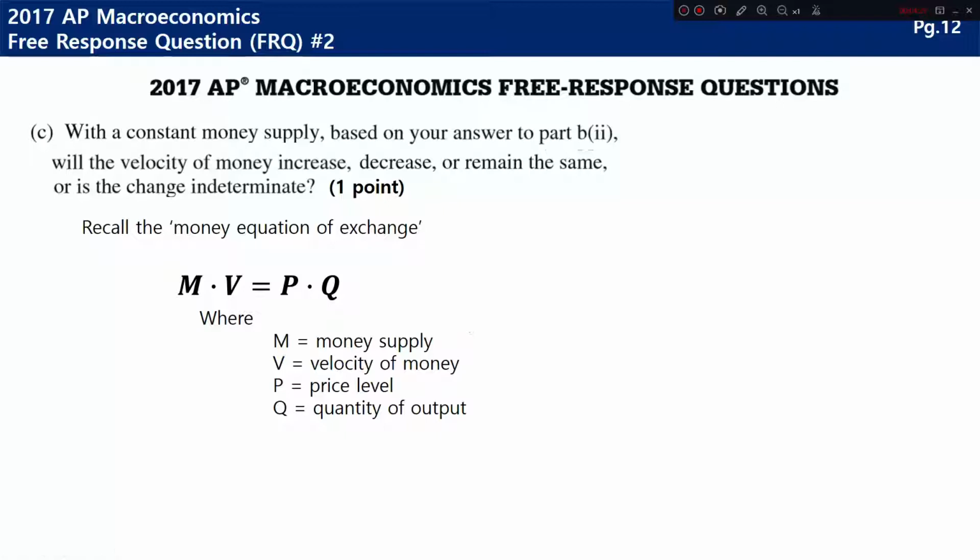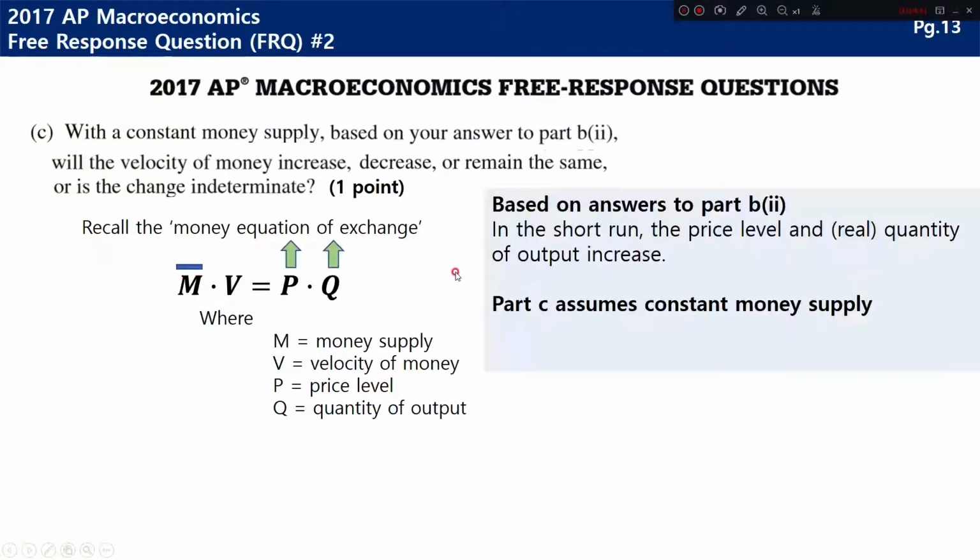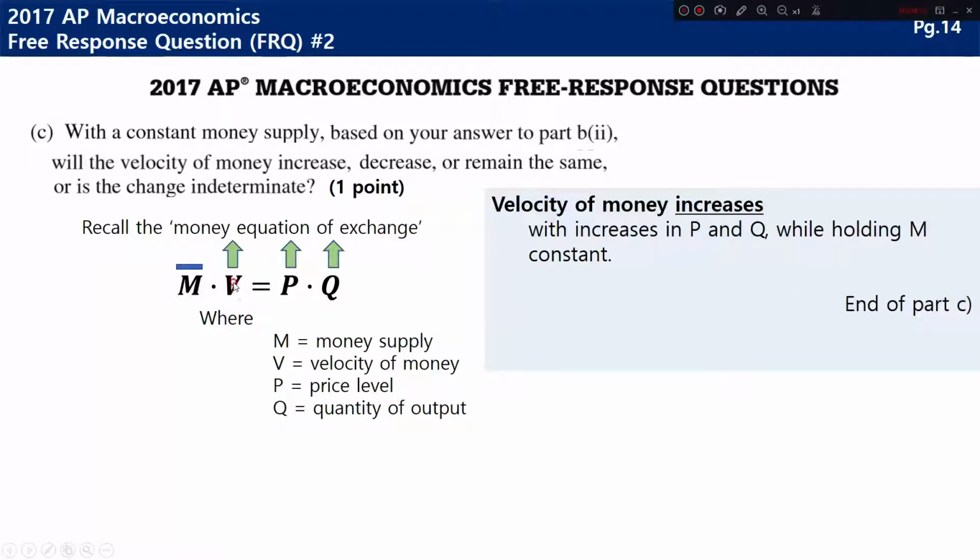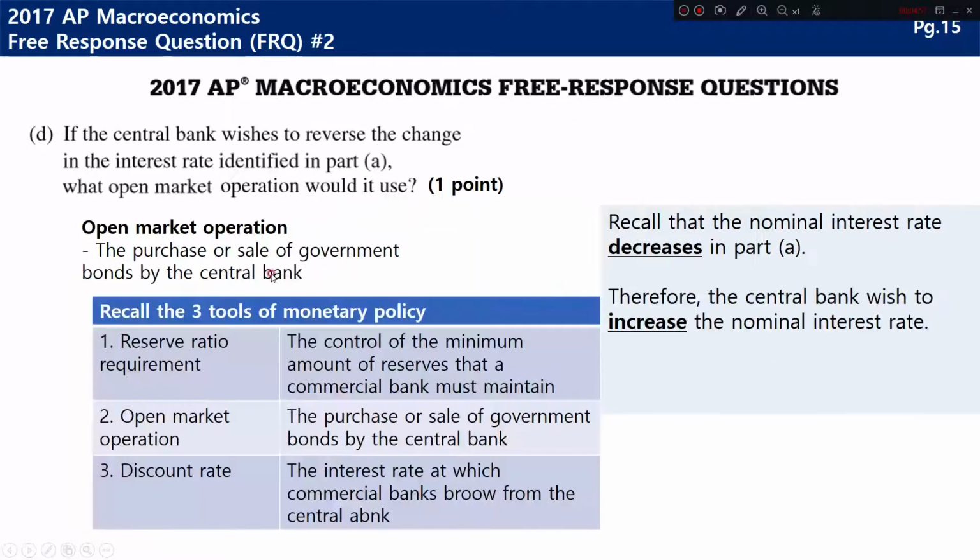Moving to the next question, part C. The money equation of exchange says that M times V equals P times Q, and based on answers to part B2, in the short run, the price level and quantity of output increase. With constant money supply, the velocity of money increases. End of part C.